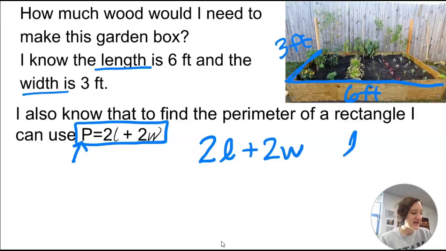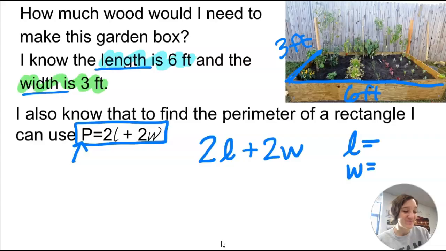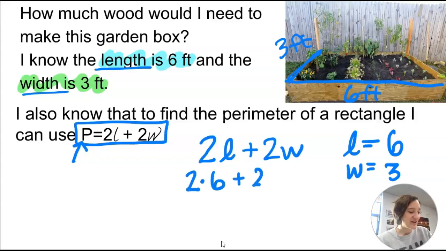Did it ever say L equals or W equals? Not like that intentionally, but it does say that the length is 6 and it does say that the width is 3. And isn't that what I'm looking for? L does stand for length. So I'm going to say L is 6 and the width is 3. So now I can rewrite it as 2 times 6 plus 2 times 3. I'll do my multiplication first and get 12 and 6, add those together, and I have just found out that I need 18.